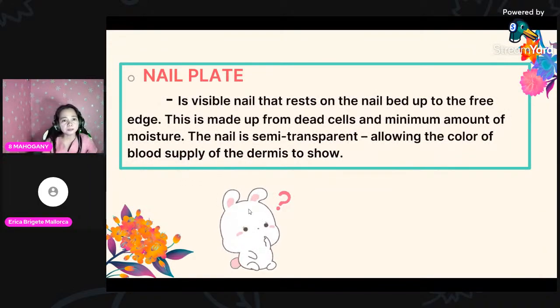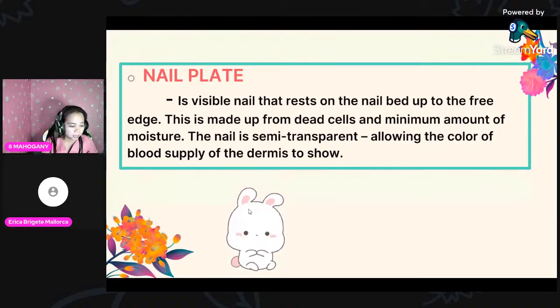So for the nail plate, it is the visible nail that rests on the nail bed up to the free edge. Okay, this is made up of dead cells and a minimum amount of moisture. So the nail is semi-transparent, allowing the color of the blood supply to the dermis to show. Okay, so yun yung makikita natin na parang nagpukulay red. So that is the nail plate. Okay po? So next po.